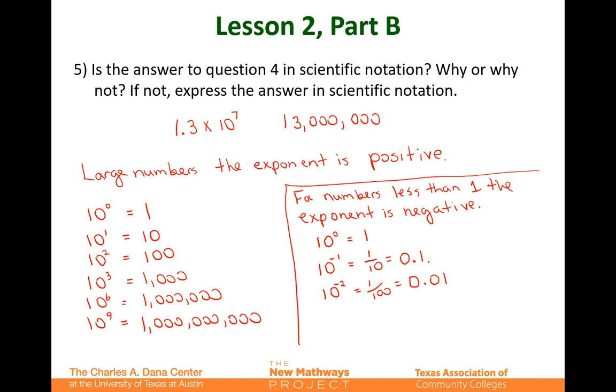0.1, you'd have to move it one place to get it back to be an integer. 10 to the negative 2 would be 2 places. 10 to the negative 3, that is 1,000th. It's 0.001, etc. That is 1/10,000th. I want you to see, anytime the exponents are negative, you know that in standard form, the number was less than 1. Anytime the exponent is positive, in standard form, the number was greater than or equal to 1.